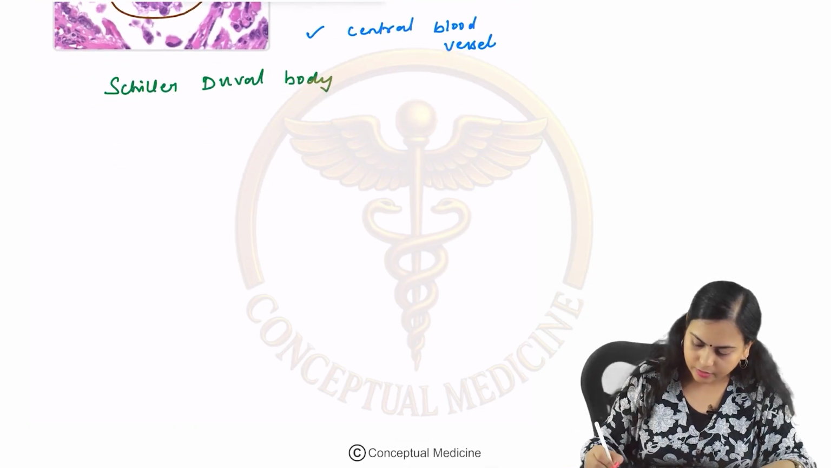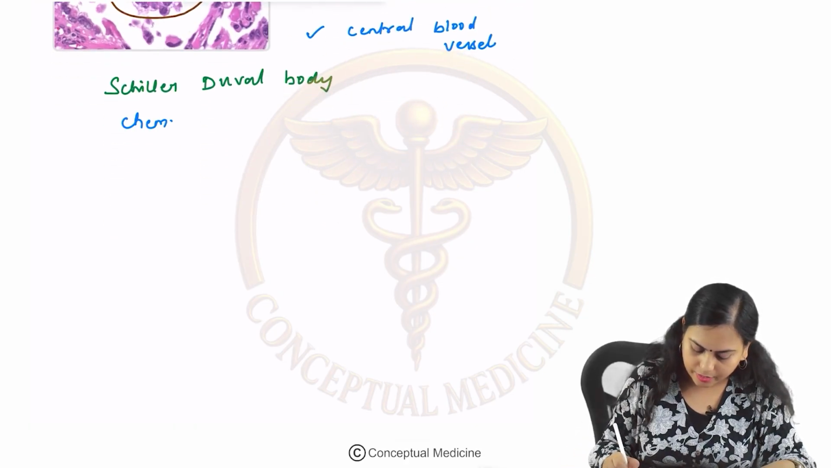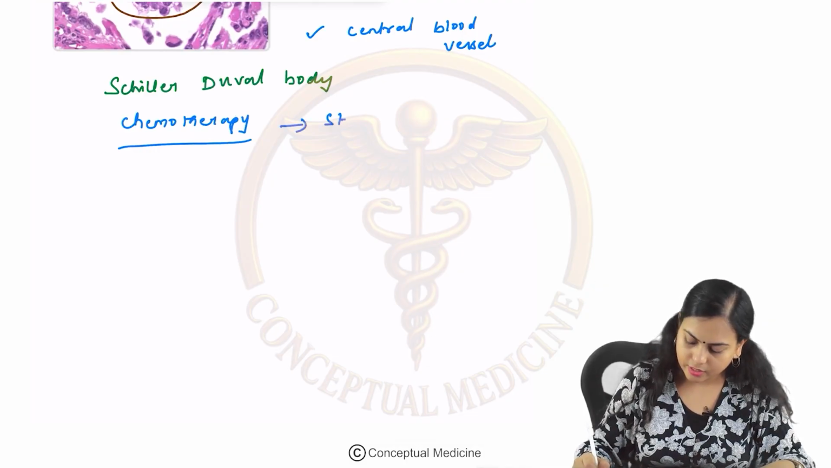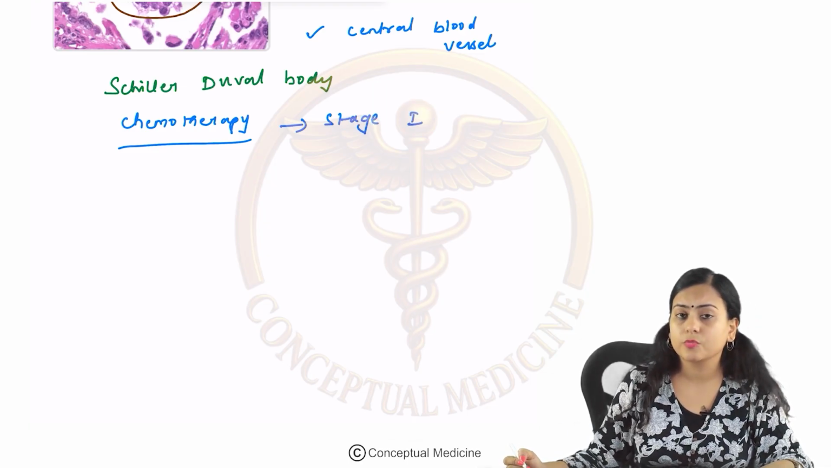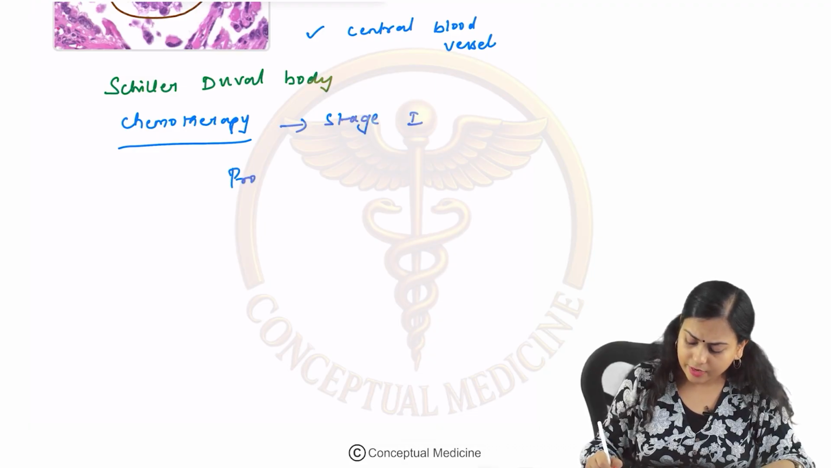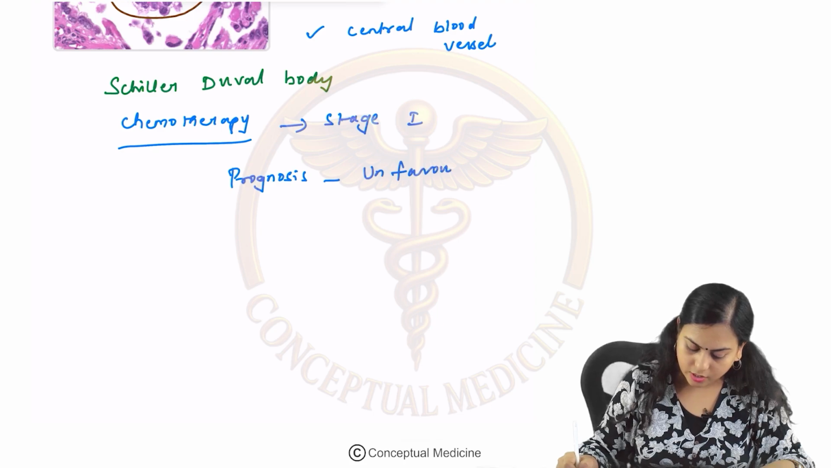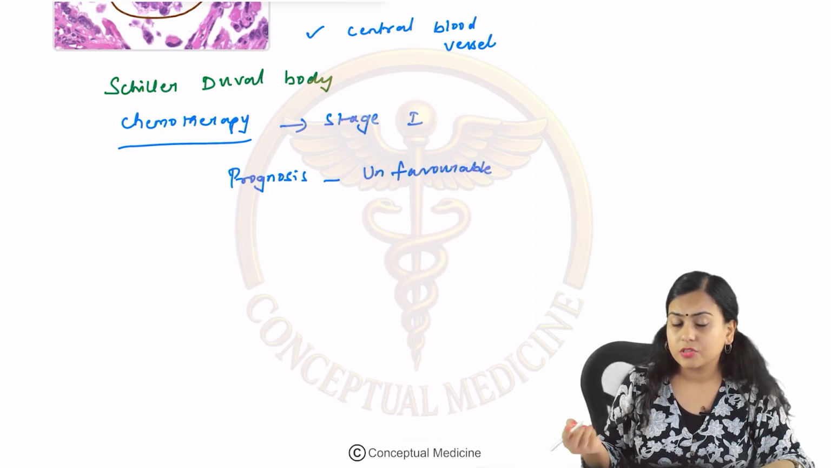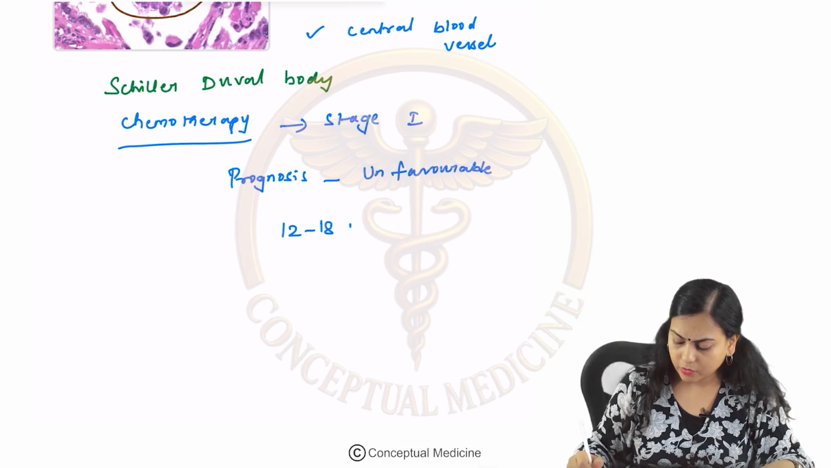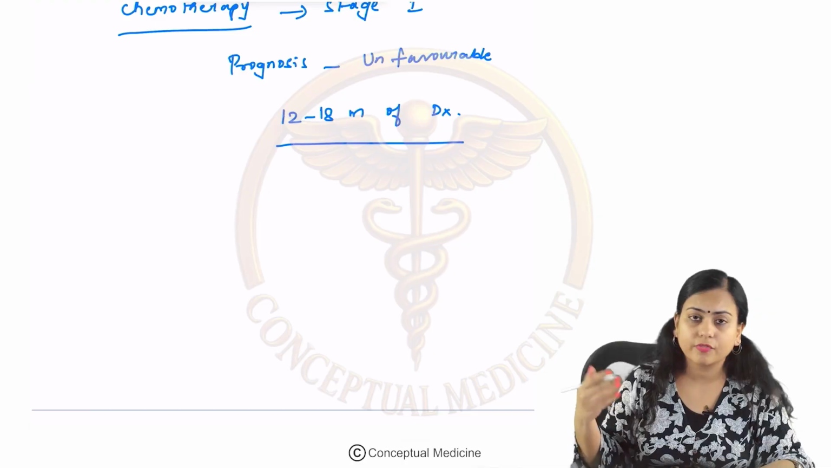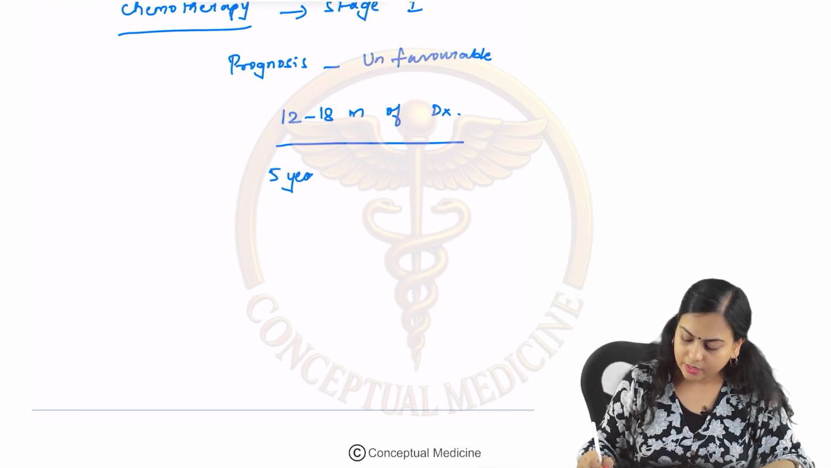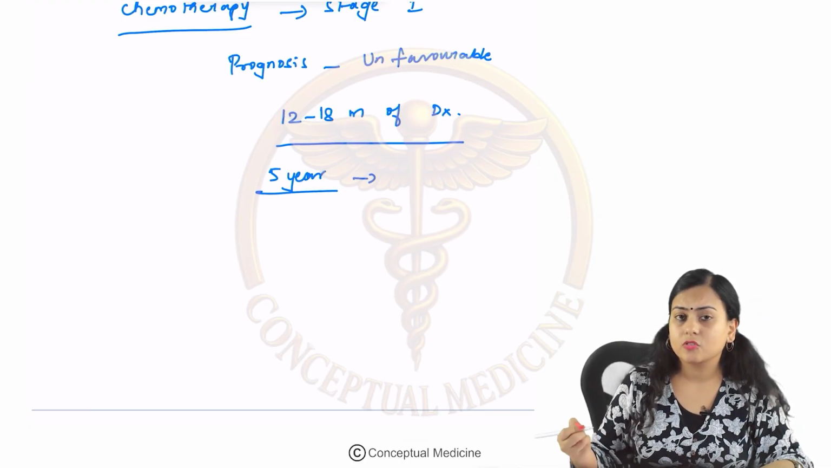Yes. Now, remember, chemotherapy is essential for these patients even from stage 1 of the disease, because I already told you this tumor is going to give a very unfavorable prognosis. Most patients will die even within 12 to 18 months of diagnosis. Even if you check the 5-year survival, the 5-year survival rate is not as good as the tumors we have seen before.